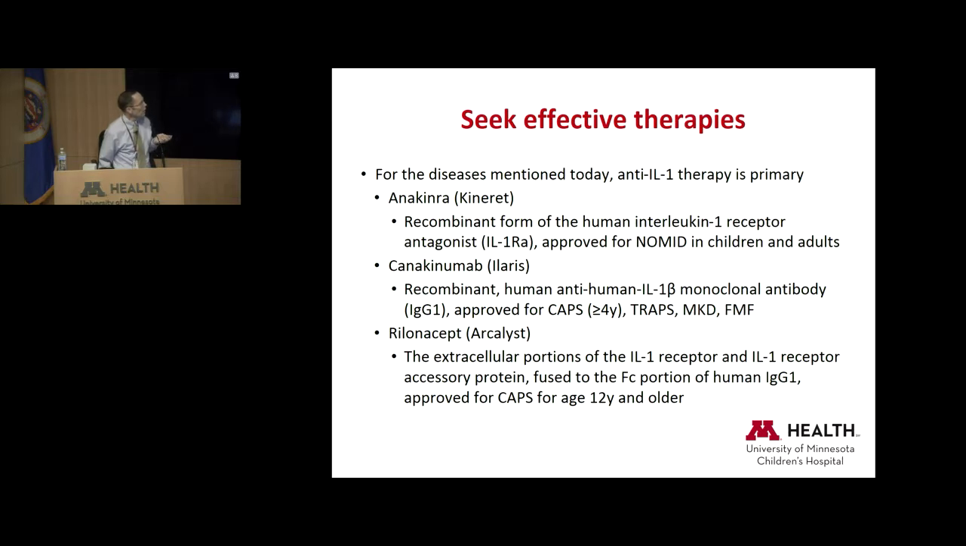So anakinra is a naturally occurring IL-1 receptor antagonist. We have interleukin-1, it lands on a receptor, and it signals a cell to do something. We have a naturally occurring plug for that receptor that keeps the IL-1 from interacting. Think of it like an outlet cover in your home. It keeps things from happening. And this has been cloned and it can be administered. It was originally brought on the market for rheumatoid arthritis, but its primary use has been outside of rheumatoid arthritis.